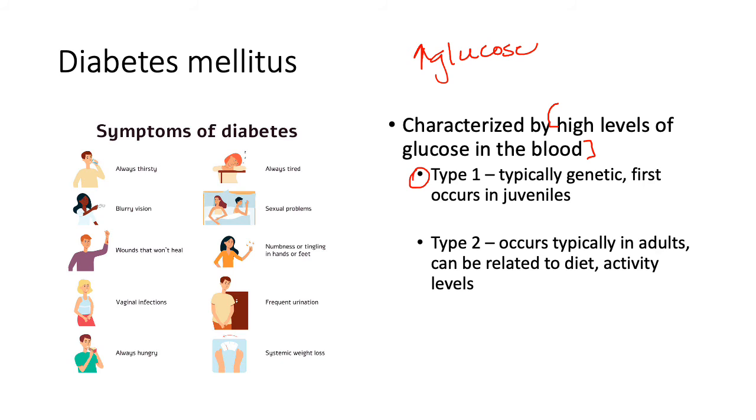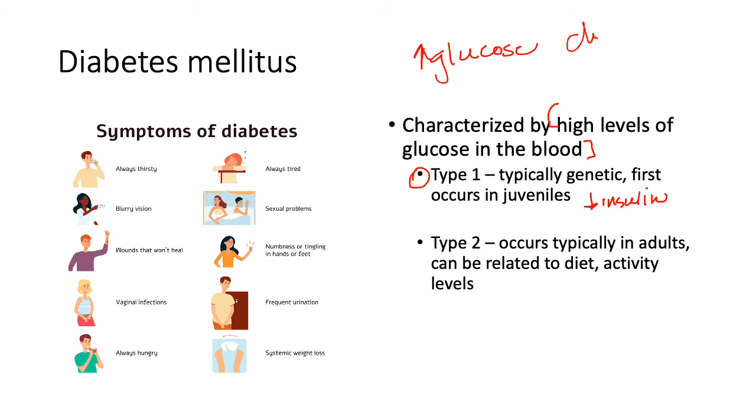In type 1 diabetes, this typically is caused by your genetics, and it's first seen in kids, in juveniles. And this type 1 diabetes is typically specifically due to the fact that these people do not produce enough insulin, and so their blood glucose is just always too high. These individuals can receive injections of insulin, and that can help them to regulate their blood glucose better.